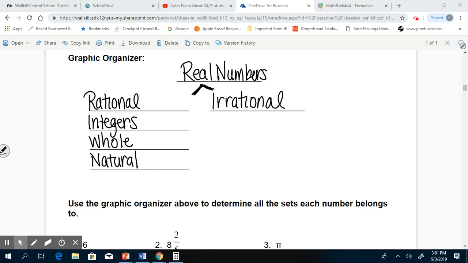Whole numbers is one number greater than natural numbers because it has 0 and 1, 2, 3, and so on. Then integers is double whole numbers because it's the negative and positive whole numbers. And then rational is, again, all those decimals or fractions that you can write, or decimals that you can write as a fraction. And real numbers is everything. So now we're going to take our numbers and start putting them into number sets based on our graphic organizer.